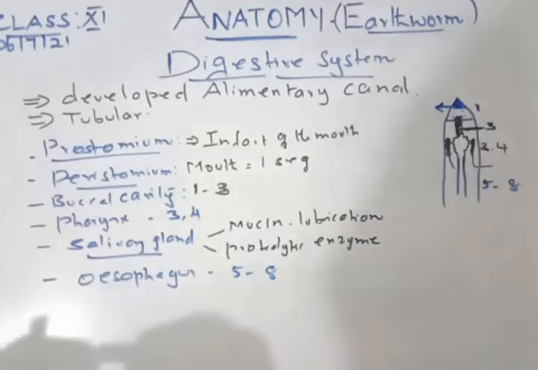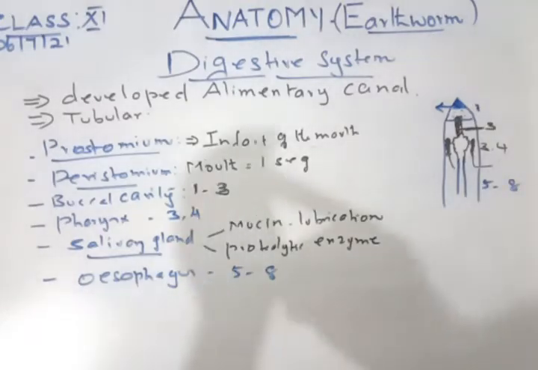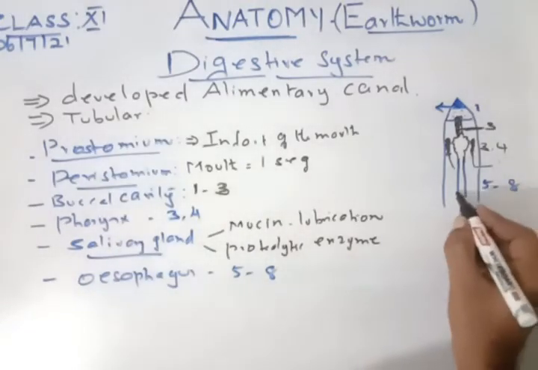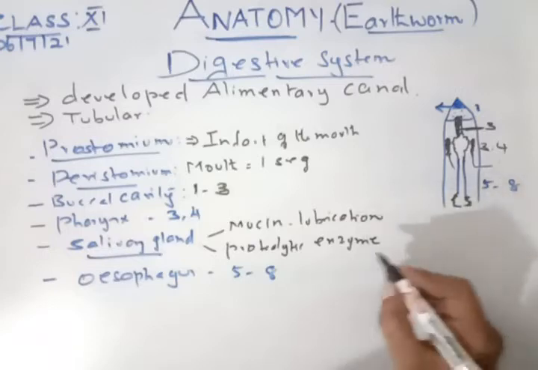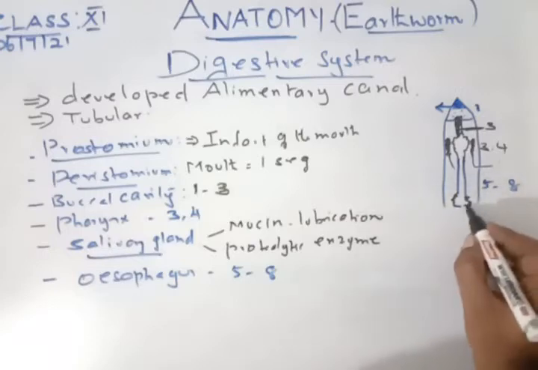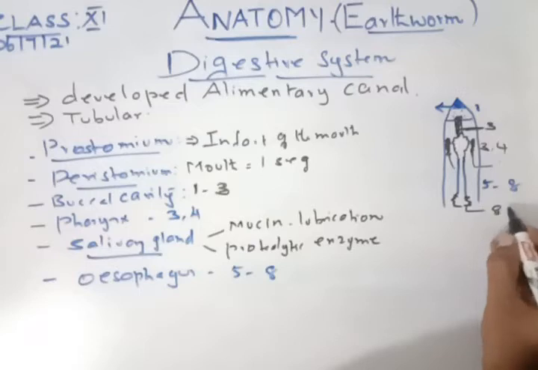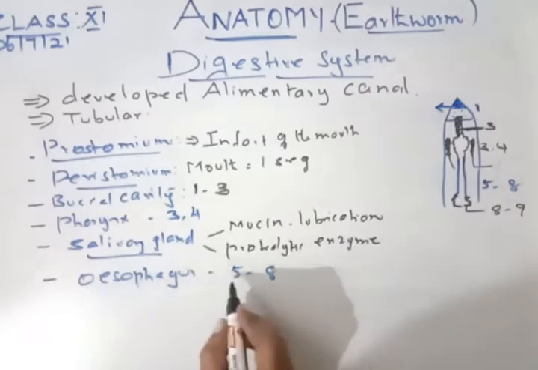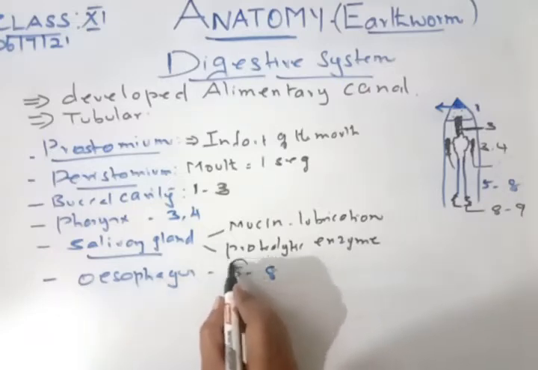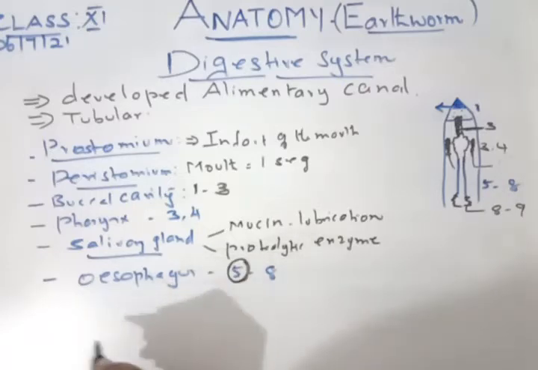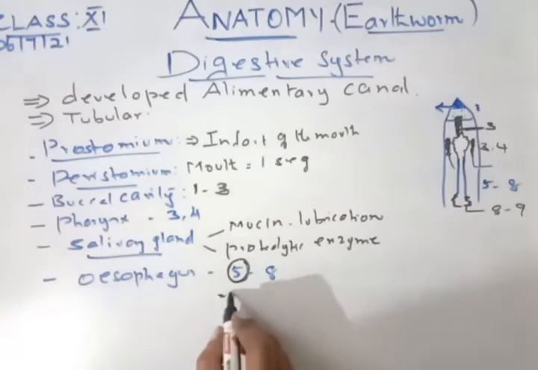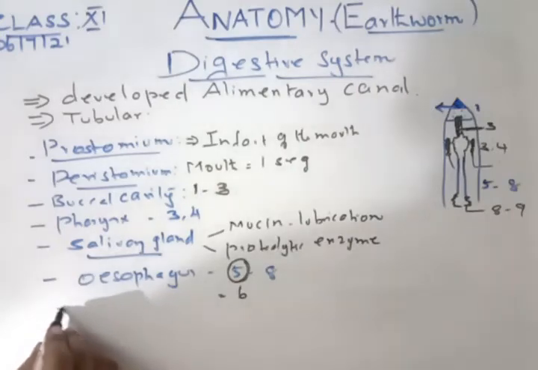And then we have one more structure below this esophagus, like this. From 5 to 8 you have the esophagus, and then 8 to 9. But in our syllabus we have discussed the 5th segment as the esophagus, so the next segment starts at the 6th. The 6th is the gizzard.